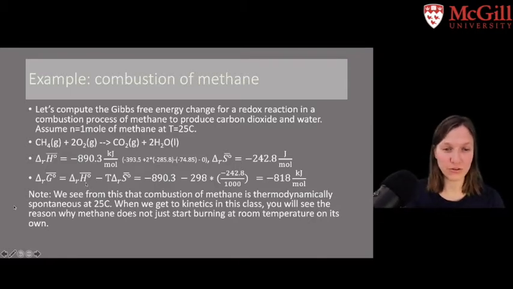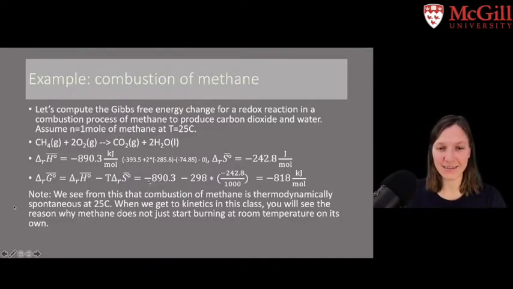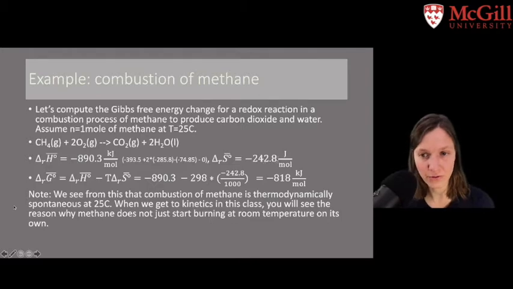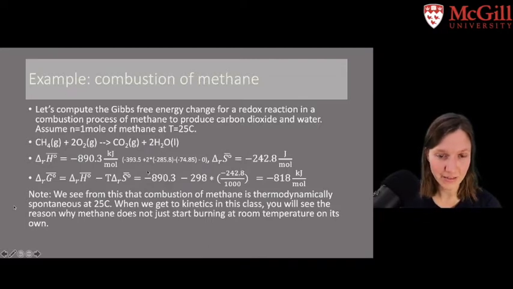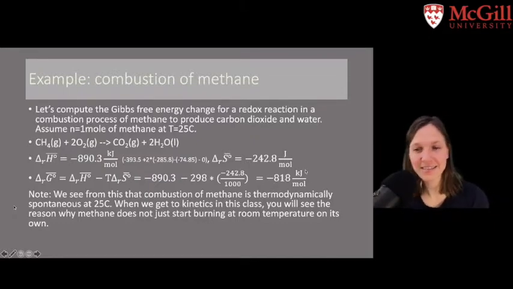And so to put those numbers together, what I'm going to get is the change in the Gibbs free energy in standard conditions for this reaction. I'm going to get minus 890.3 kilojoules per mole for the enthalpy, minus temperature, which is 25 Celsius or 298 Kelvin, times minus 242.8 joules per mole for the entropy change, and we need to divide it by 1,000 to get the units to match kilojoules. The answer is the standard molar Gibbs free energy for this reaction is very negative. It's negative 818 kilojoules per mole.